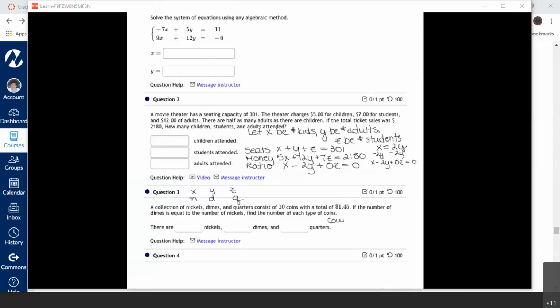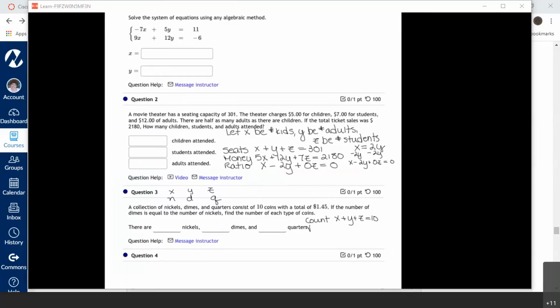So we have a count equation. And again, X plus Y plus Z equals 10. Then they give us a value. And again, you have to decide, do you want this in dollars? It doesn't matter. They want counts. So I'm going to say a nickel is 0.05 times X, a dime is 0.10 Y. These are the values. So I'm taking the value of each coin and multiplying by how many I have. That's a total of 1.45.